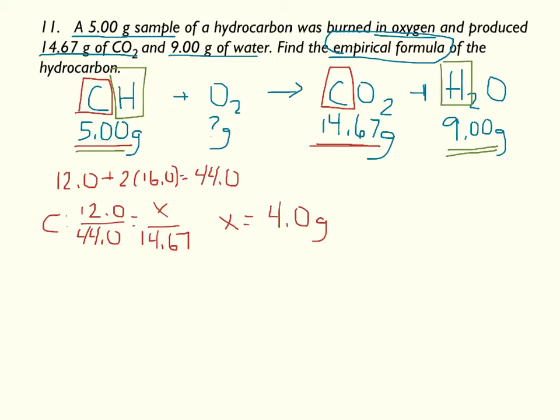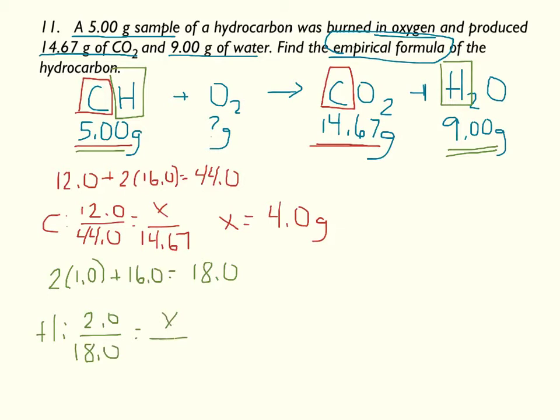So for water, that's 2 times the 1.0 for each hydrogen, plus 16.0 for the oxygen is a total of 18.0. And hydrogen then is 2 out of the 18. How much hydrogen is in the 9? Solve for x, and x is equal to 1.0 grams. That means out of this original 9 grams, only 1 gram is hydrogen, and that 1 gram had to have come from the original compound.